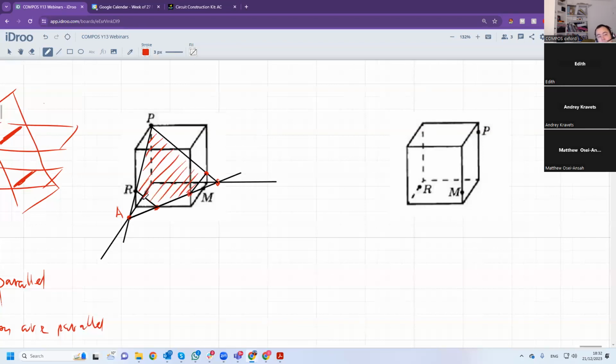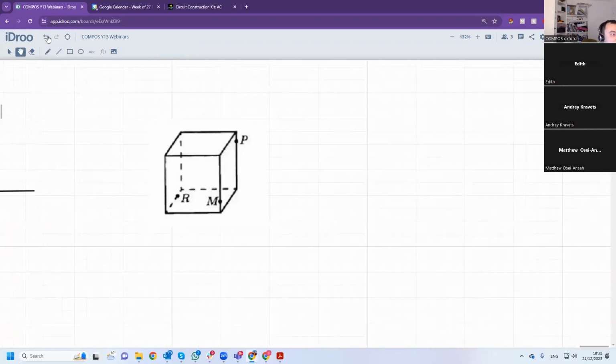Quite an interesting cross-section. Okay, and this one, now P is here, M is here, so we can draw a line like this. Can't draw much else, so what can we do? Well, we can extend this line and see where it meets the base plane. So this is the point where line PM meets the bottom plane.